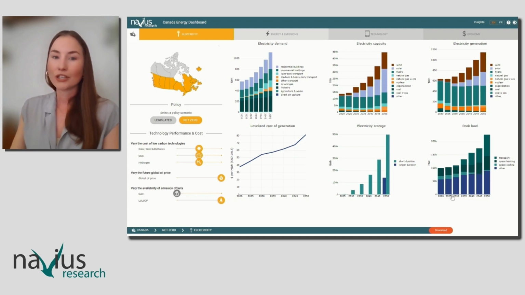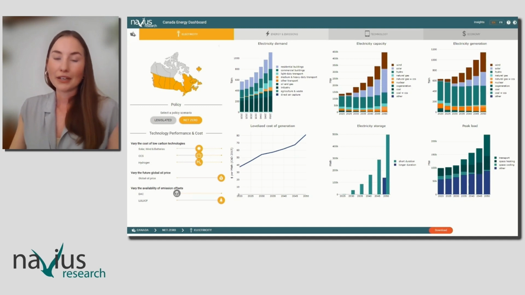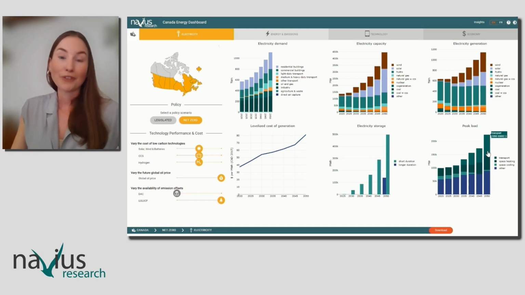So this figure is showing the hour in each year with the highest demand for electricity Canada-wide, called peak load. And you can see that peak load is increasing significantly over time as our economy electrifies under net zero. It more than doubles from 100 gigawatts in 2020 to about 225 gigawatts in 2050 in this scenario. And this is a result of increased demand for space heating on peak as we electrify our buildings, as well as increased demand from transportation on peak as we electrify our vehicles.